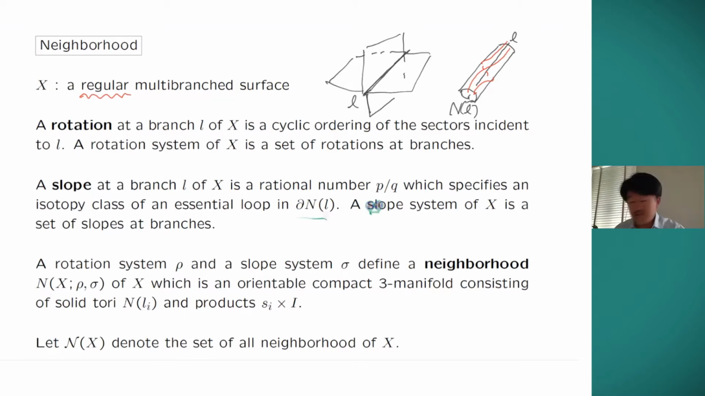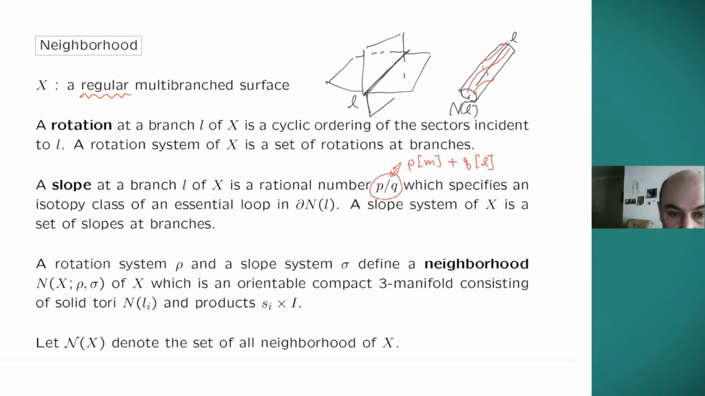Sorry, Makoto, how do you define the essential loop, the red essential loop? In my imagination, there are several ones. Yes, many, infinitely many. In this case, this number corresponds to, we consider the meridian and the longitude. So P times meridian plus Q times longitude. So this number corresponds. So in this case, 1/2.